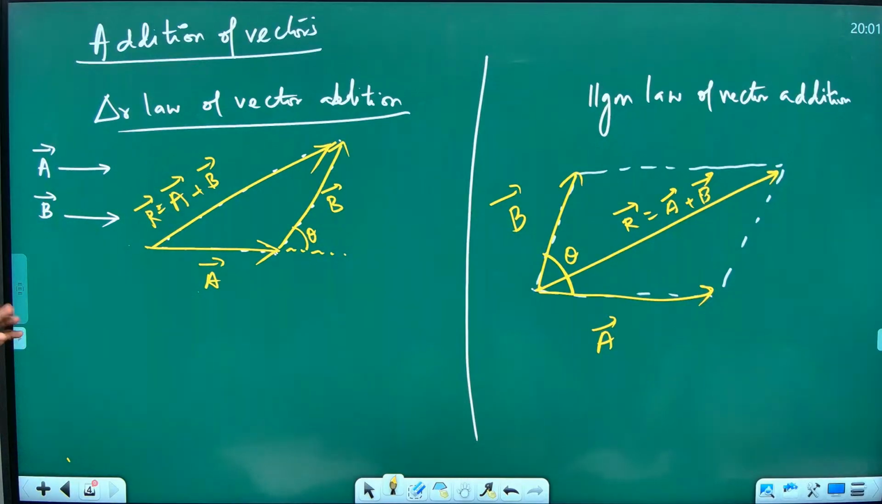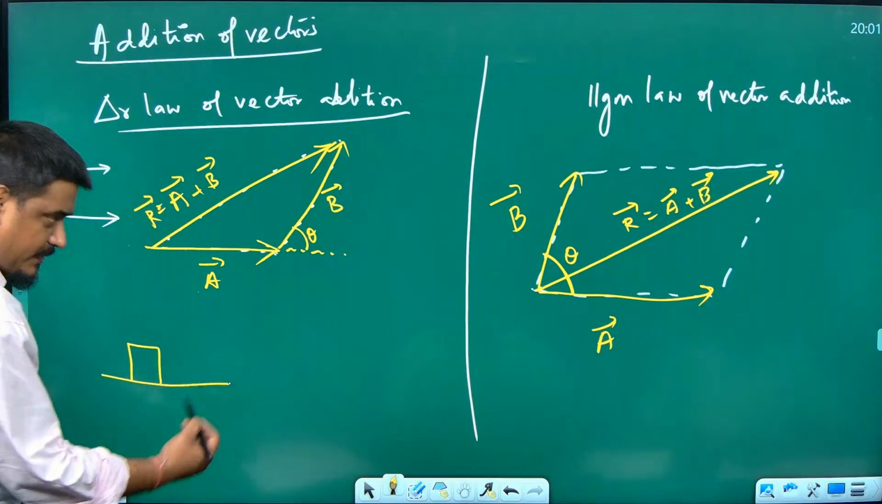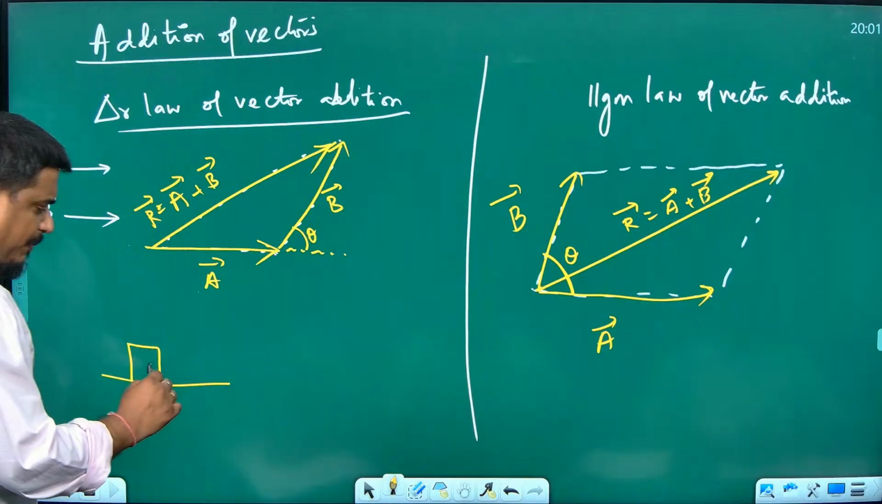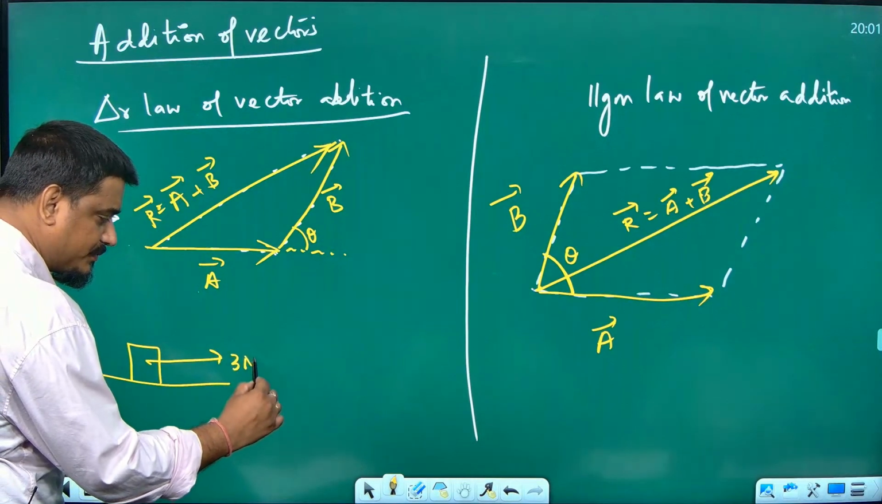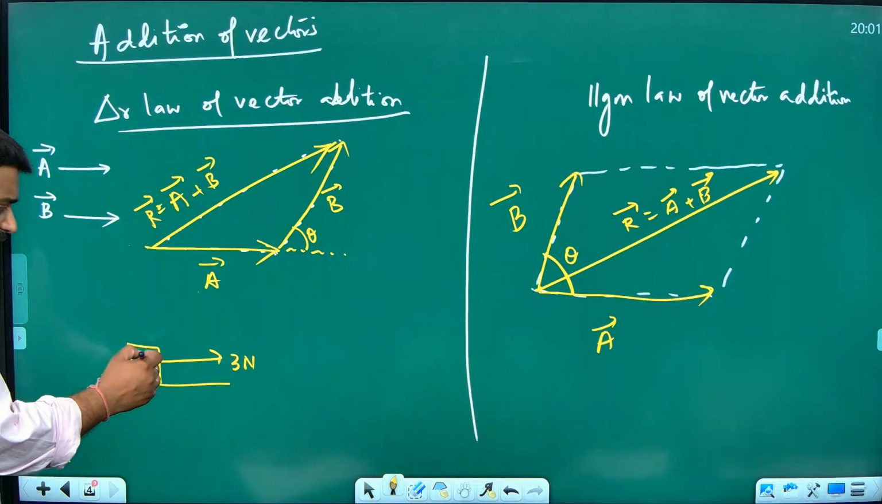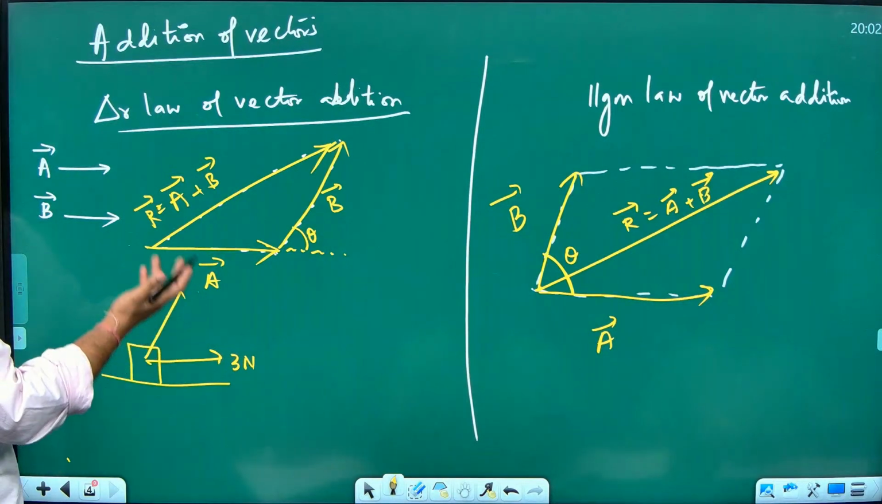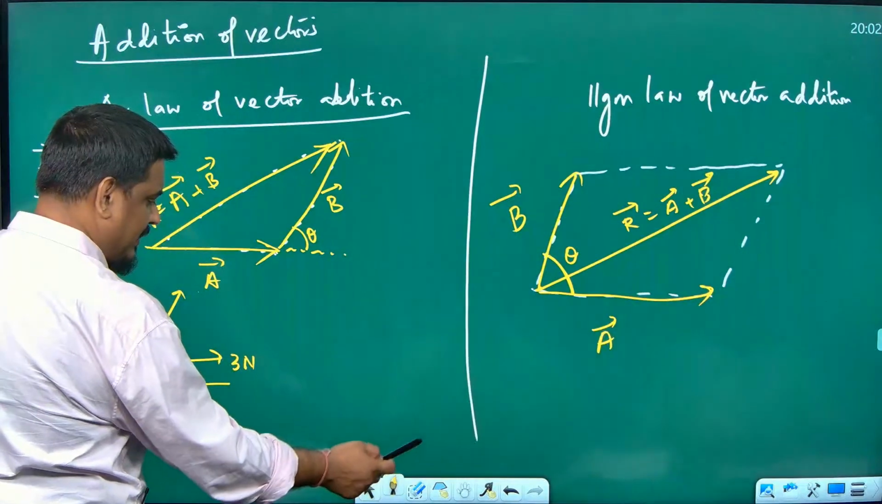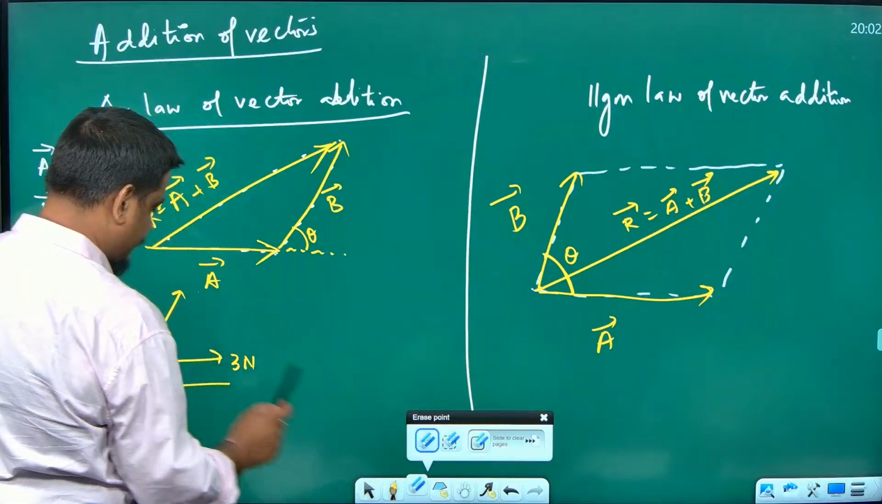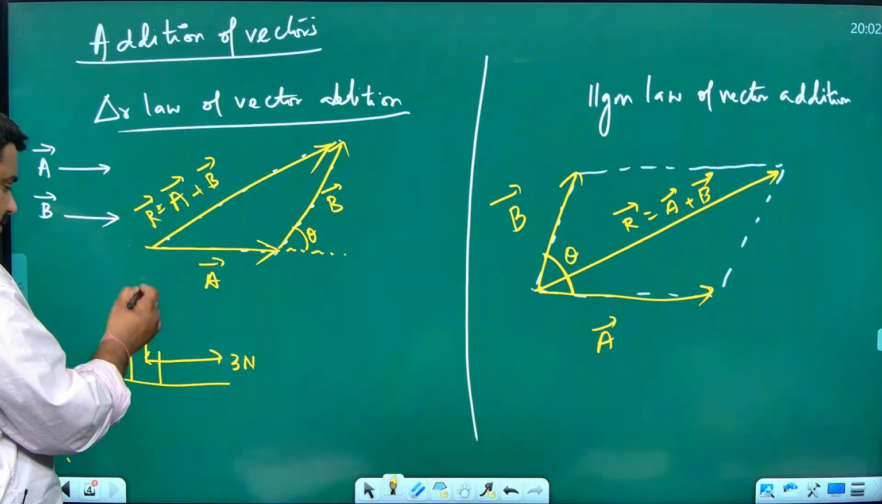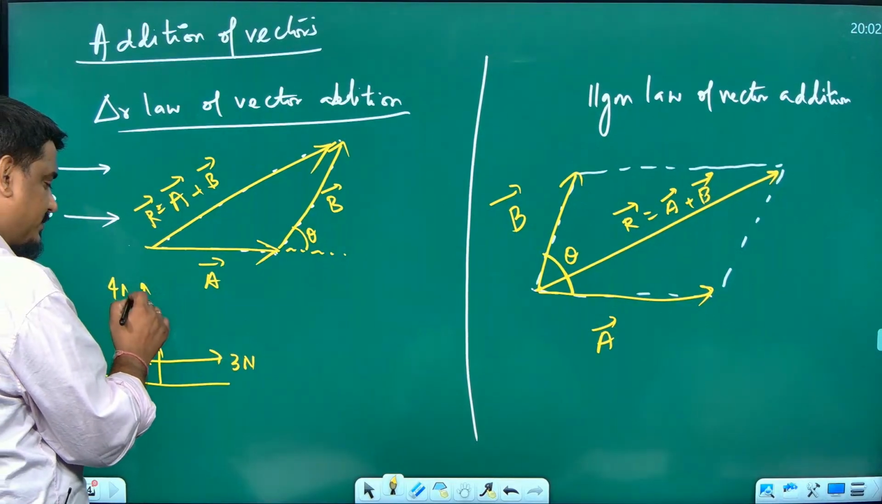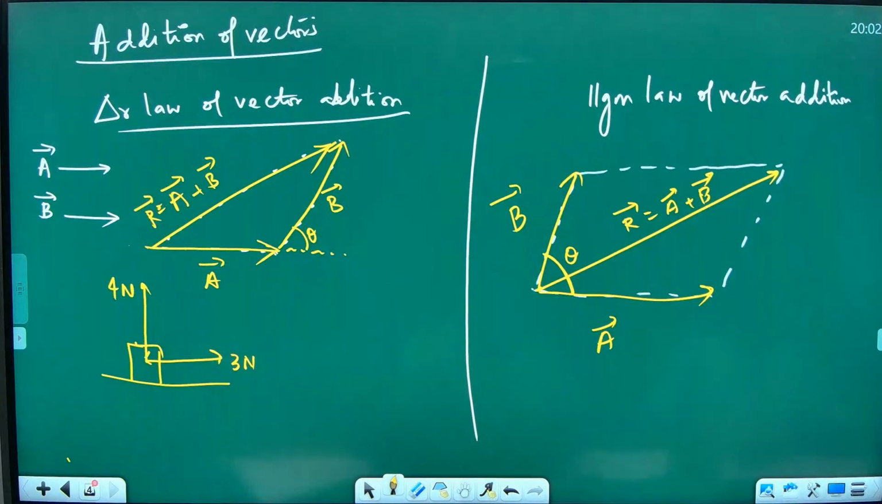If you are feeling it to be too vague, too raw, too theoretical, how it is practically applied, I will give a simple example to you. Suppose there is an object kept like this. On this object, I apply a force in this direction, 3 Newton. I apply another force straight, easy to understand, 4 Newton. Then, how much net force is acting on the body? 3 and 4, it will be 7.